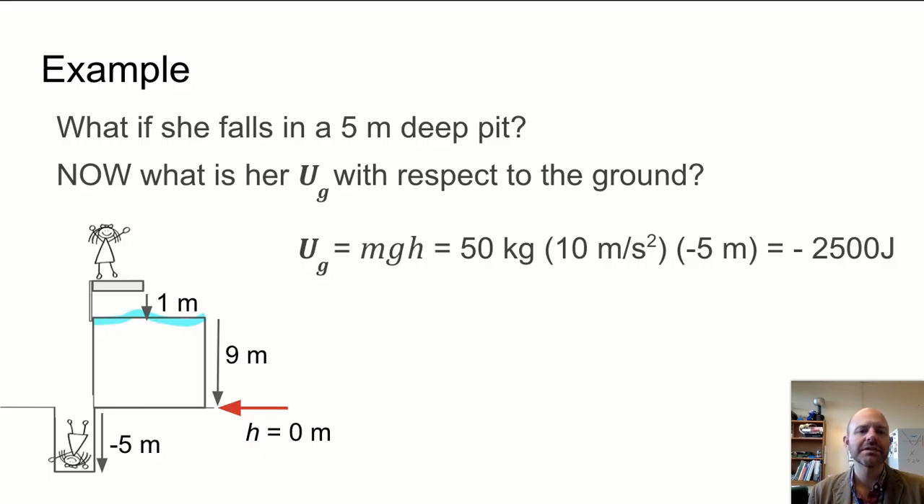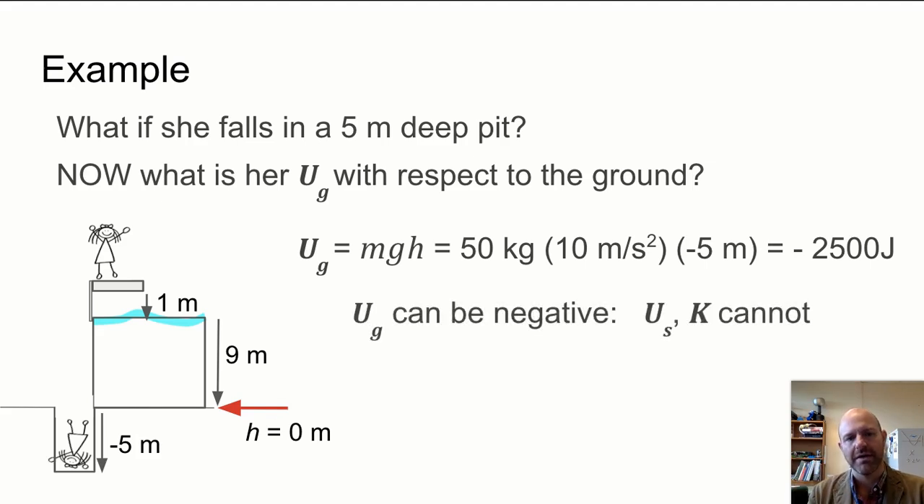And so this is to illustrate that where you call 0 doesn't matter. It's okay to have negative gravitational potential energy because it still works. If you were to climb out of that pit, you would gain potential energy, right? Spring potential and kinetic energy can't be negative because of the way they're defined in terms of speed squared and displacement from equilibrium squared, but gravitational potential can.